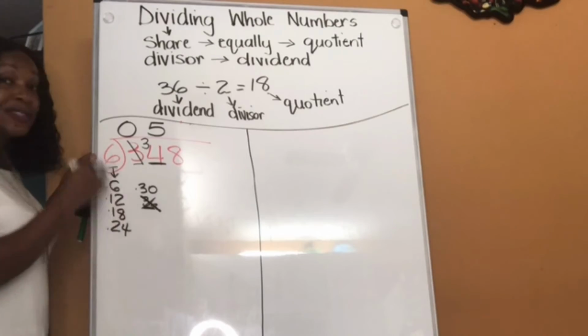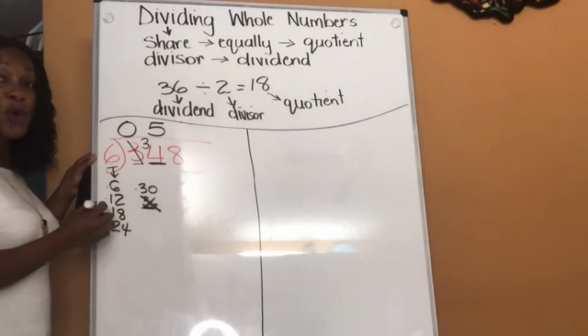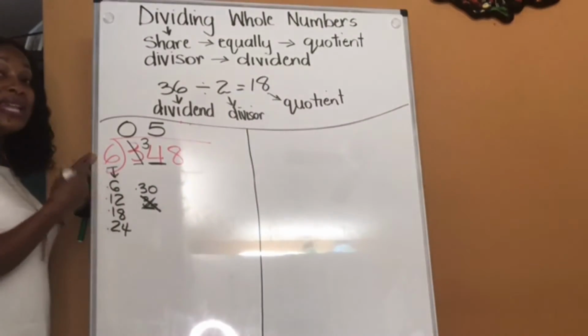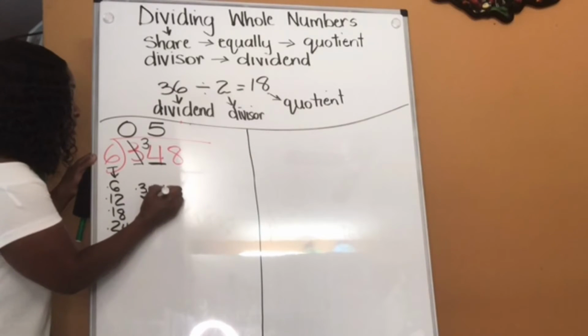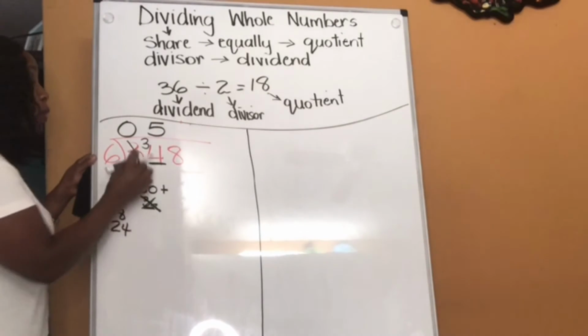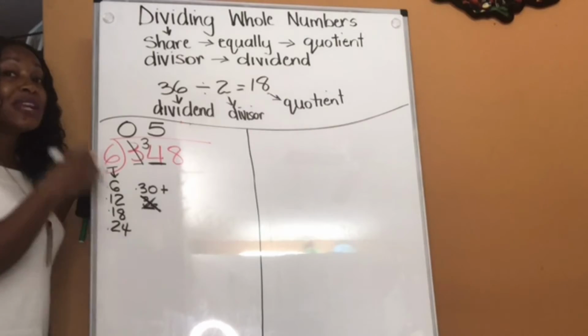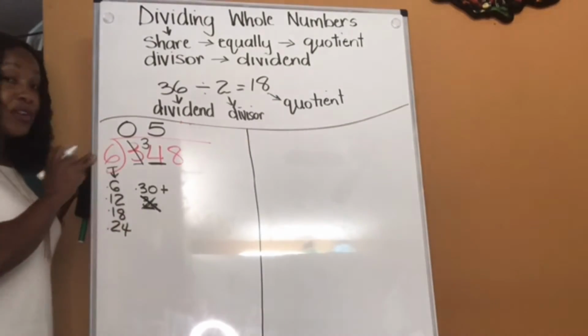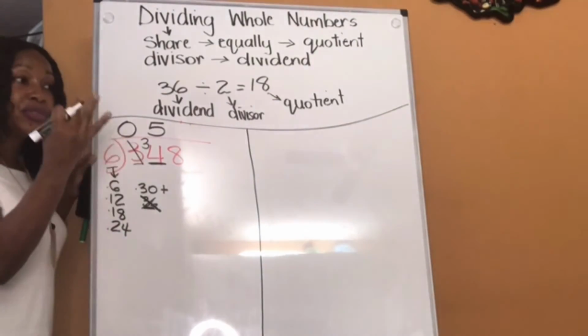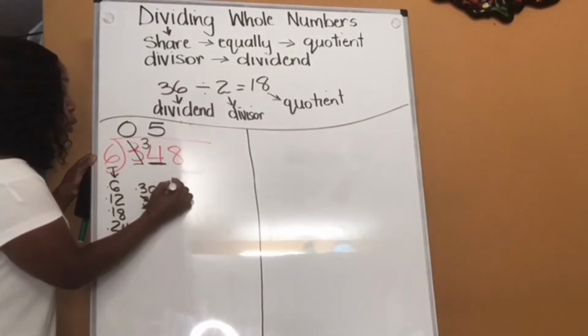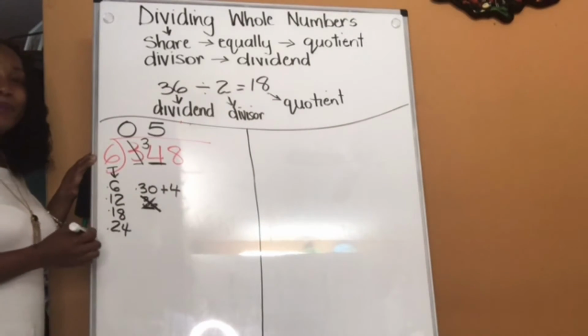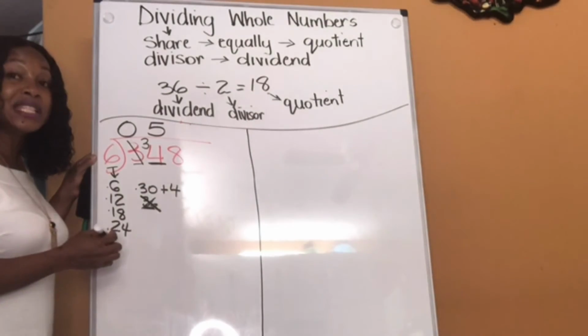However, I have some left over because it's 34 that I'm looking for. So now I need to ask myself, 30 plus what number will give me 34? You can count on your fingers. So 30, 31, 32, 33, 34. So it's 4 more. It simply means your remainder is 4.